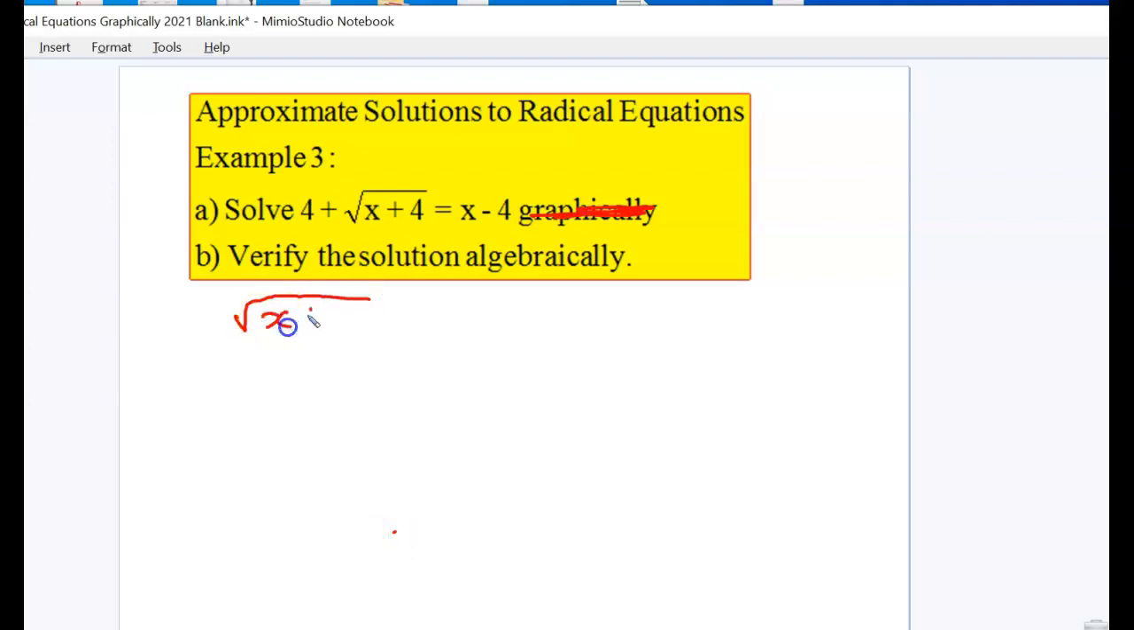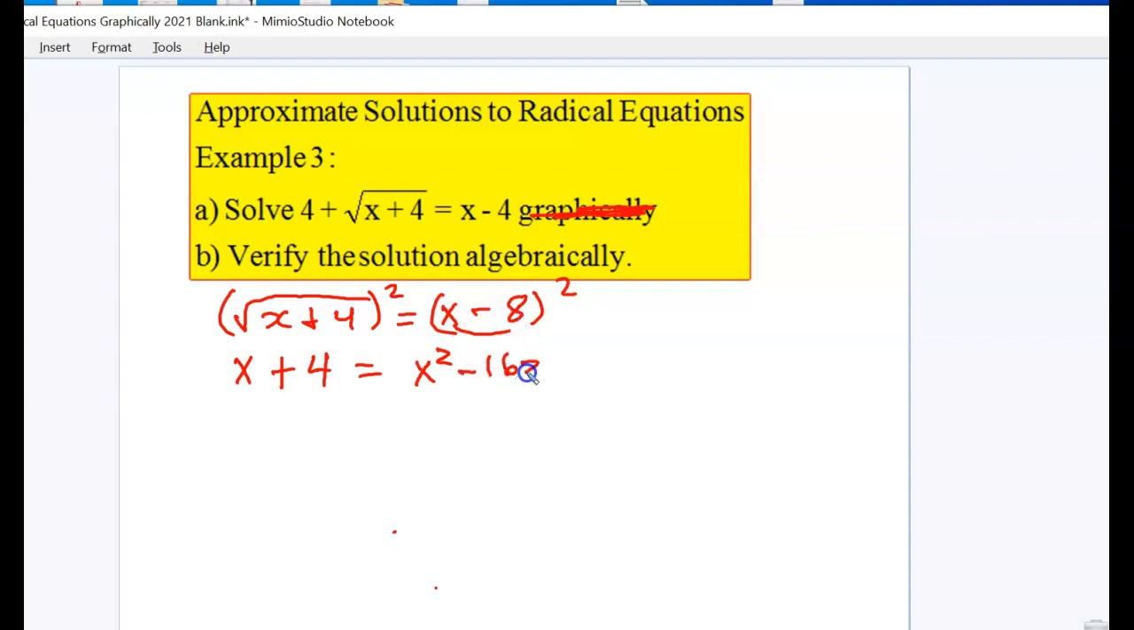So the first thing we're going to do is subtract the 4 over to the other side to get x minus 8. And then again, we're going to square both sides. Squaring the radical is going to be x plus 4. Squaring the binomial, again, you can write it out twice and FOIL it, or you could do the shortcut for squaring a binomial. And remember, the shortcut is you square the first term to get x squared. You multiply these together and times by 2 to get negative 16x, and then square the last term to get 64. So again, we're solving a quadratic equation.